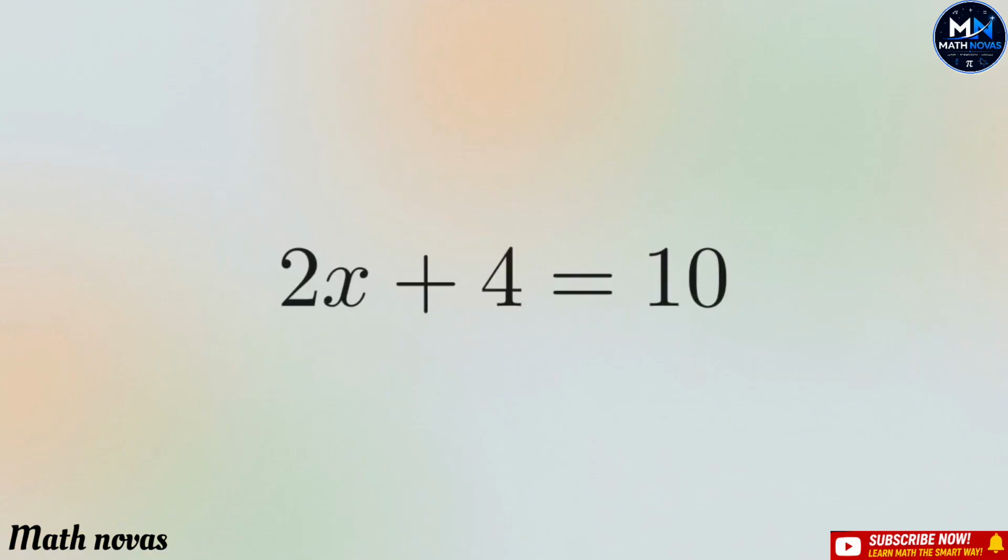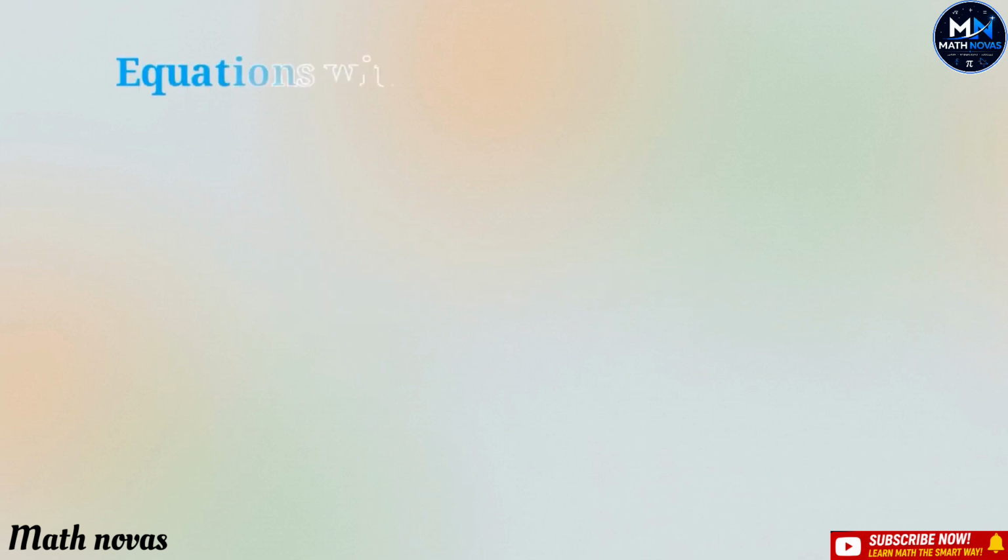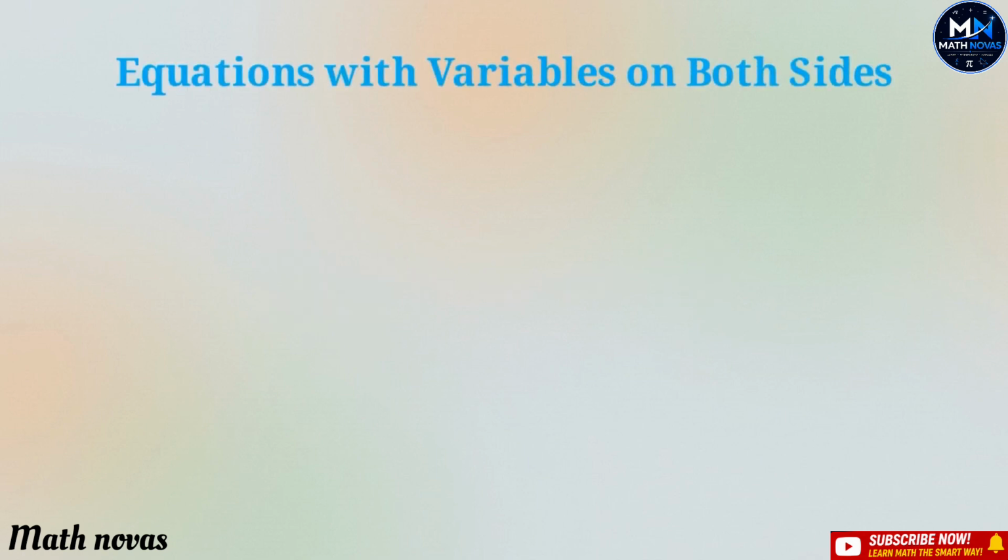Up until now, we've solved equations where the variable appeared on only one side. Today, we are going to look at equations where the variable appears on both sides. Don't let that extra variable intimidate you. Once you learn one very simple rule, these become incredibly straightforward. Let's look at our first equation.